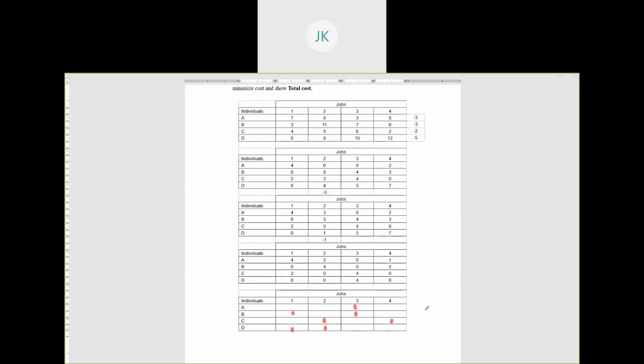Zero here, okay, so A is available for 3, B is available for 1 and 3, C is available for 2 and 4, D is available for 1 and 2. So if we assign 3 here, then 1 is not available, 2 is not available, 4 is not available.